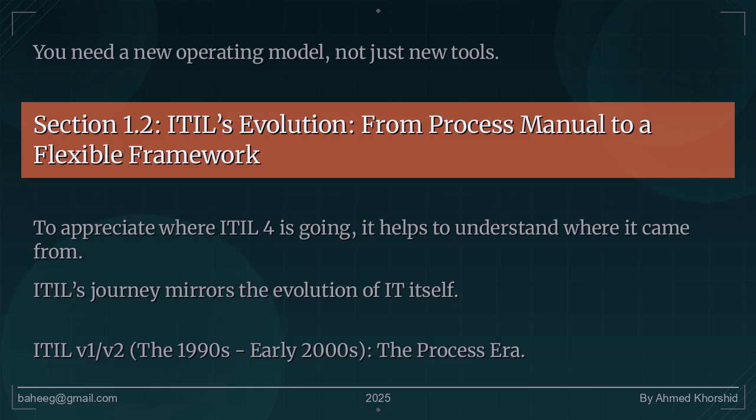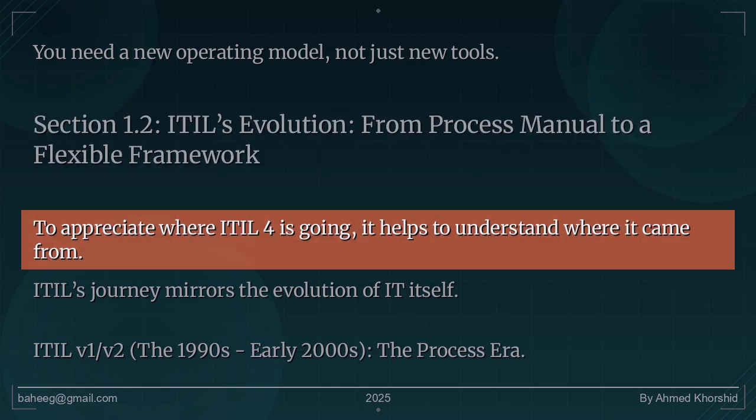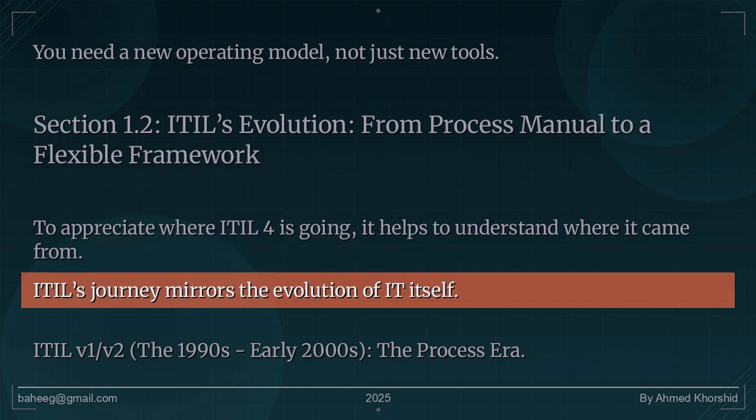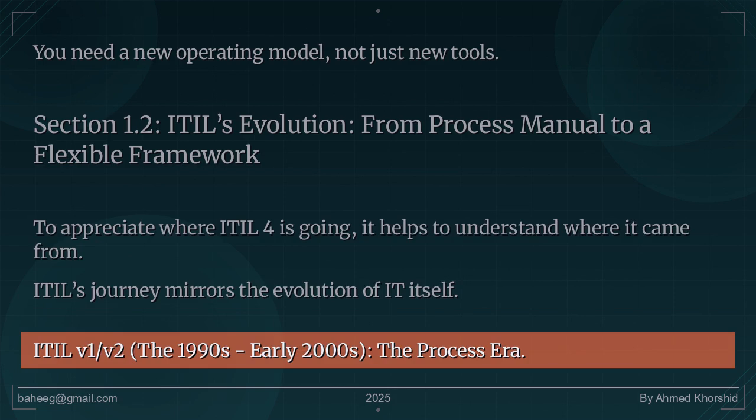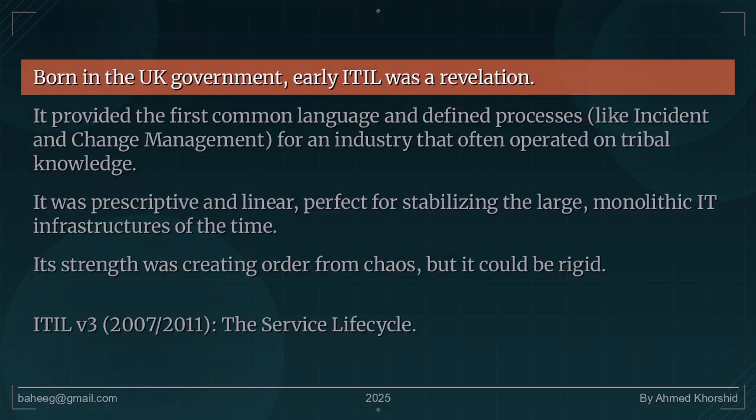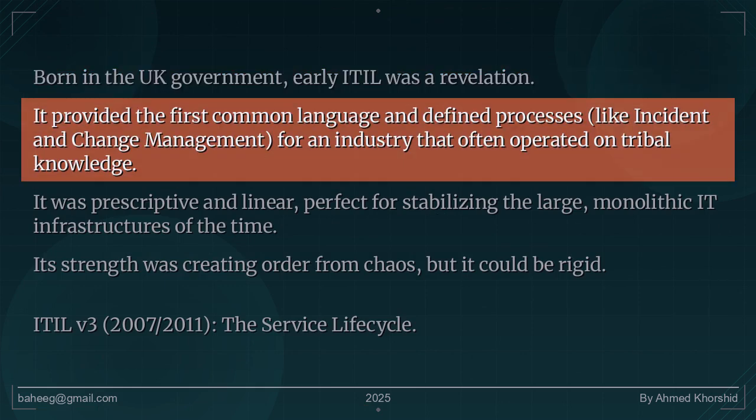Section 1.2: ITIL's Evolution, from Process Manual to a Flexible Framework. To appreciate where ITIL 4 is going, it helps to understand where it came from. ITIL's journey mirrors the evolution of IT itself. ITIL V1 and V2, the 1990s and early 2000s, the process era. Born in the UK government, early ITIL was a revelation. It provided the first common language and defined processes, like incident and change management, for an industry that often operated on tribal knowledge.